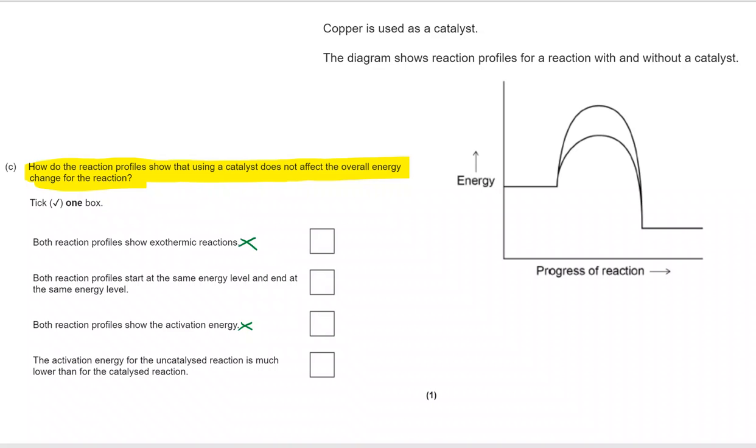Both of the reactions show exothermic reactions. They do, but that doesn't mean the overall energy change is the same. The activation energy is much lower with the catalyzed reaction. Again, that's true, but that has no bearing on the overall energy change. The key, and I've already alluded to this, is that the reactants have a particular amount of energy, the products have a particular amount of energy, and adding a catalyst doesn't change that. So the overall energy change from reactants to products is the same, whether a catalyst is used or not.